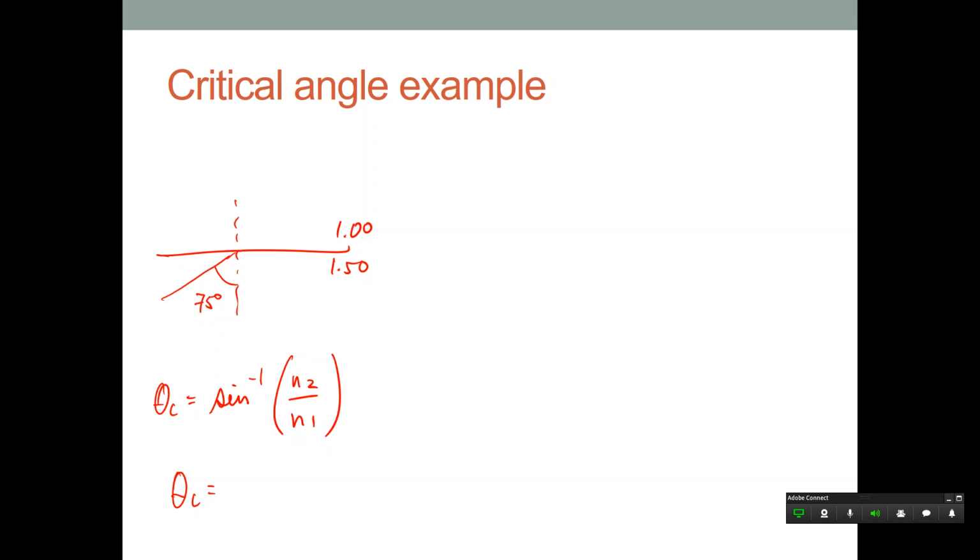What do you guys get? How much? 41.8. Okay. So the critical angle is at 41.8 degrees. That means at any angle greater than 41.8 degrees, we have total internal reflection.